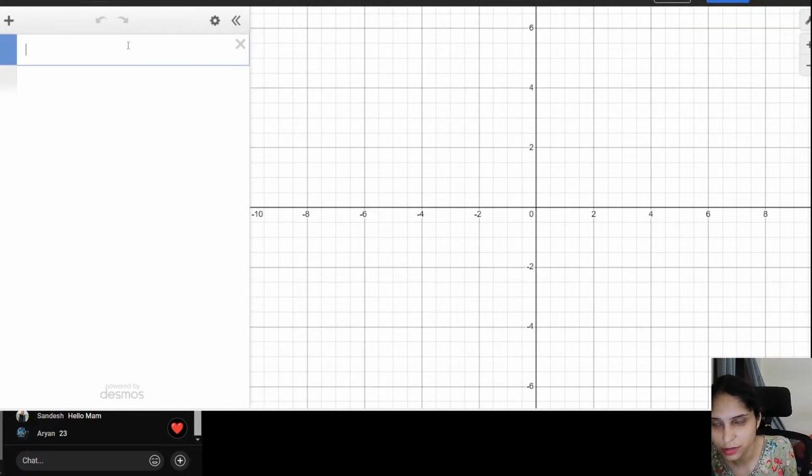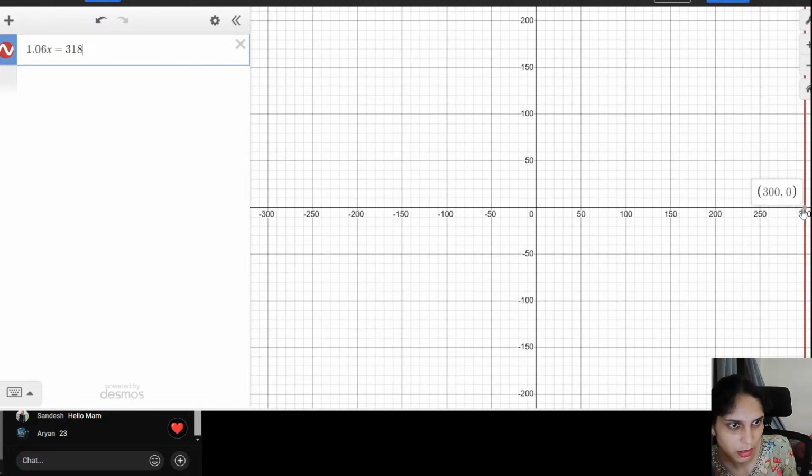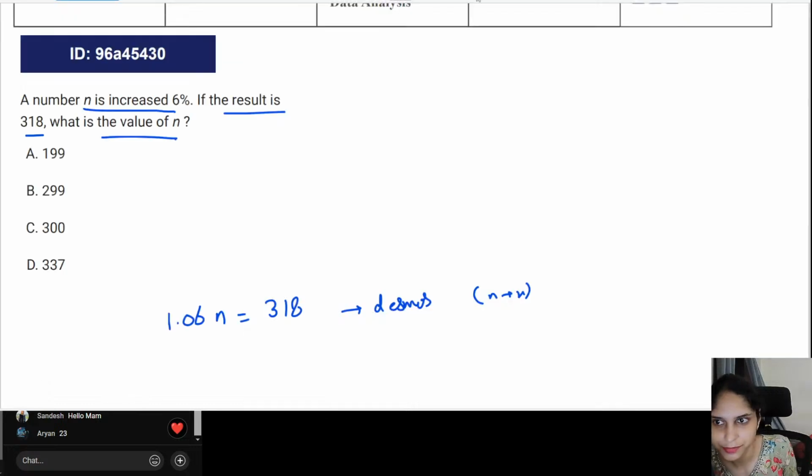My Desmos. Answer should be 300. Let me check. Answer is 300. Because 6% of 300 is going to be 18. 6 times 3 is 18. Okay, so 6% of 300 is going to be 318. So that is increasing by 18. So if you check it back, then the answer is correct.